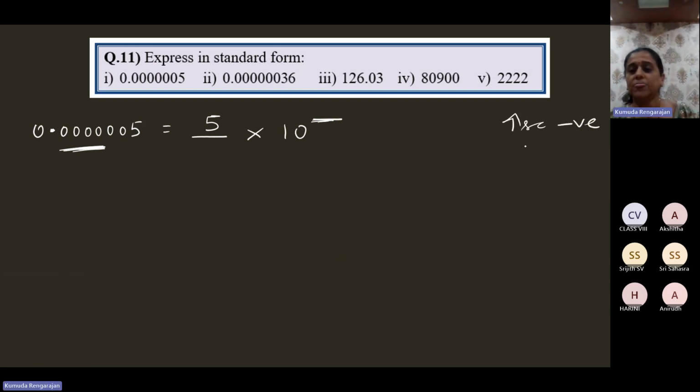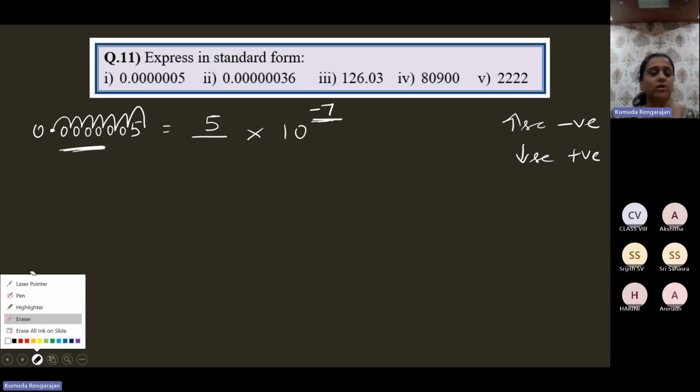Increase, give a negative power; decrease, positive power. So here the number was so small. Now we have increased its value to 5. So raise 10 to a negative power, and that power will be the number of places you have shifted the decimal point. 1, 2, 3, 4, 5, 6, 7. You have shifted the decimal point by 7 places. So 10 should be raised to negative 7, because we have already increased the value. So negative power.